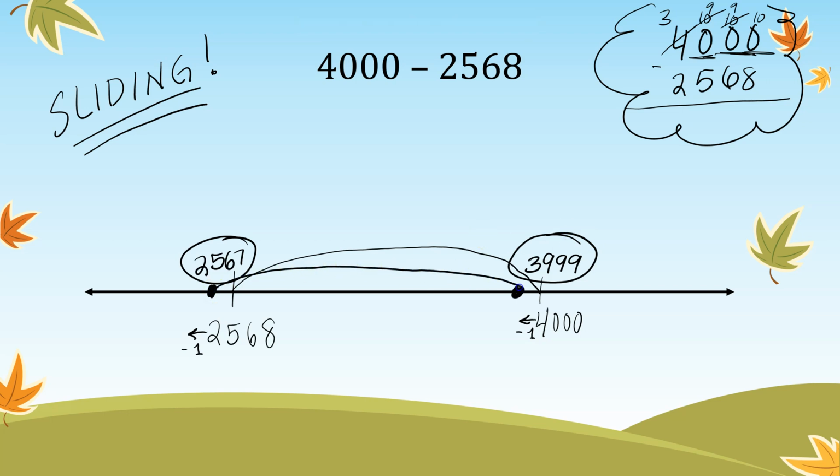And that distance is still going to be the same distance. That blank that you're looking for, we're keeping that distance the same. We're just sliding it back 1 unit on both ends, so the difference doesn't change. So now, 4,000 minus 2,568 is the same as 3,999 minus 2,568. Why is that so wonderful?